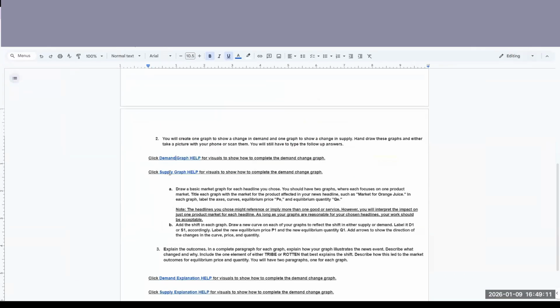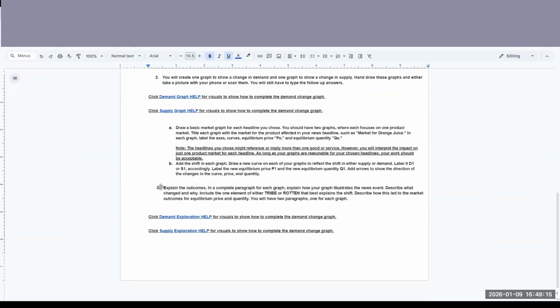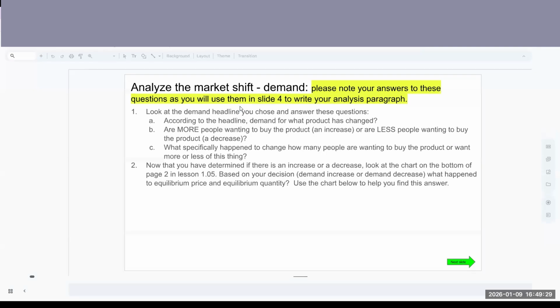You're going to do the same thing with supply, and it's going to show you how to do the drawing. And then you need to explain the outcomes. So in a complete paragraph for each graph, so two different ones, one for demand, one for supply, you're going to explain that graph. I'm going to show you the demand again. This is the demand explanation.